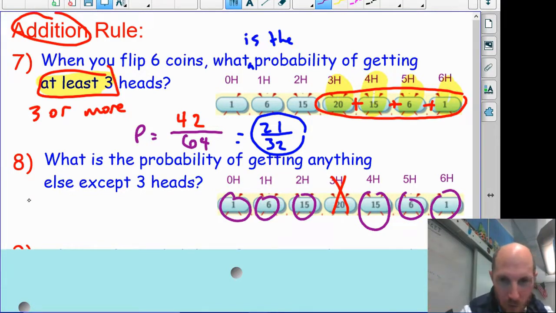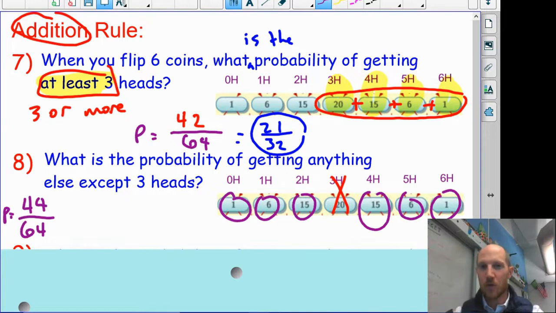Okay, so 1 plus 6 is 7 plus 15 is going to be 22. There's the same numbers again over here. 15 plus 6 plus 1 is another 22. So it's 44 out of 64. Okay, so the addition rule we can also do backwards. We can do the subtraction rule, right? So if the question says, what's the probability of getting anything except not 3 heads? Well, the probability of getting anything at all is 100%.